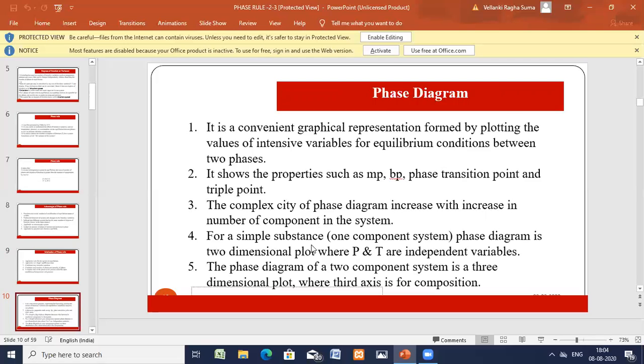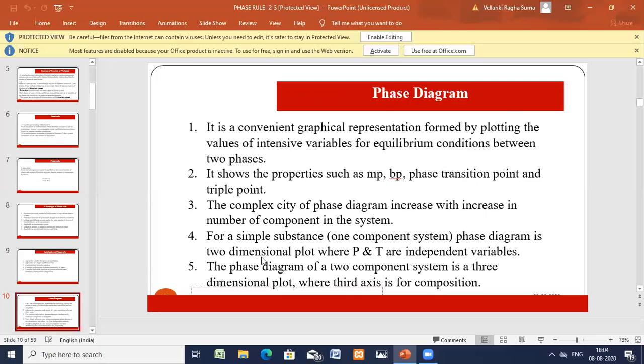A simple substance is nothing but a one component system. For example, water and sulfur come under one component systems. The formula is only H2O for water, and likewise for sulfur. So that is a one component system. The phase diagram is a two-dimensional plot for a one component system.